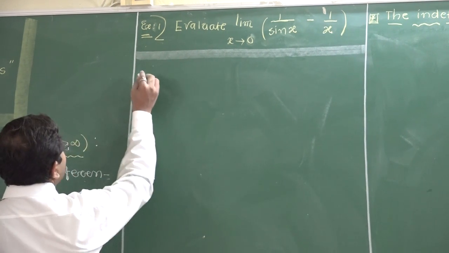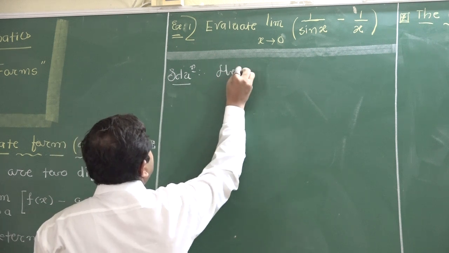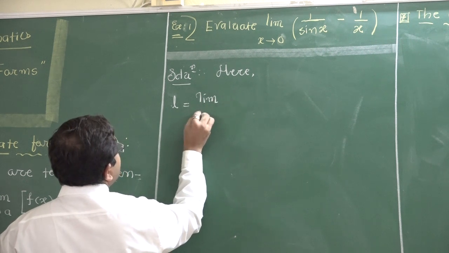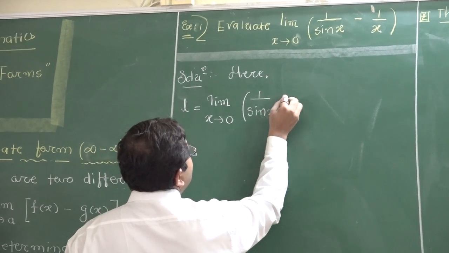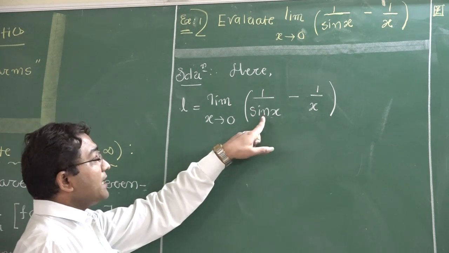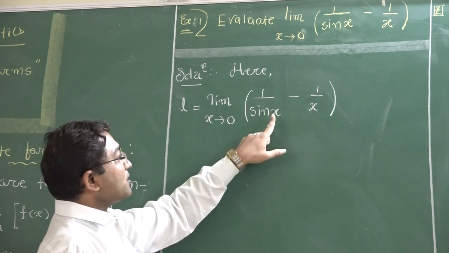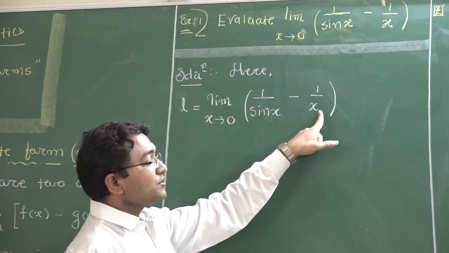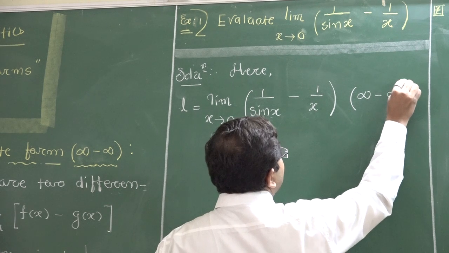Try to solve it. Solution. Here let us assume that L equal to limit x tends to 0, 1 upon sin x minus 1 upon x. Here we know the value of sin 0 is 0 and the value of x is 0. Why? x tends to 0. When we substitute x equal to 0, we get 1 upon 0, means infinite. Here again 1 upon 0 means infinite. So, that will provide us infinite minus infinite form.